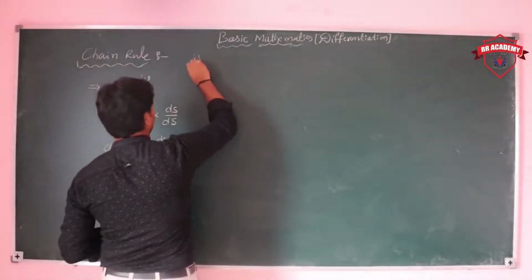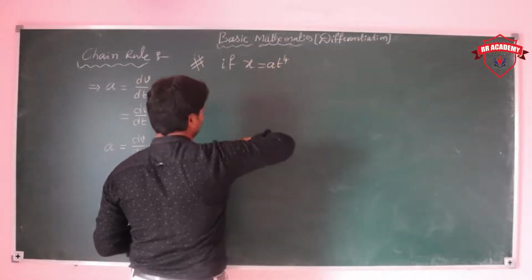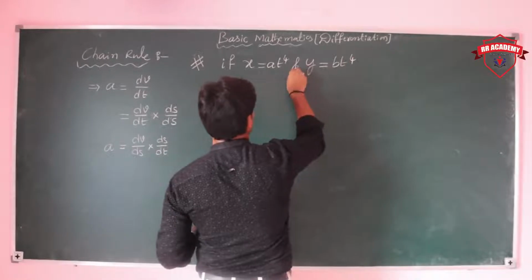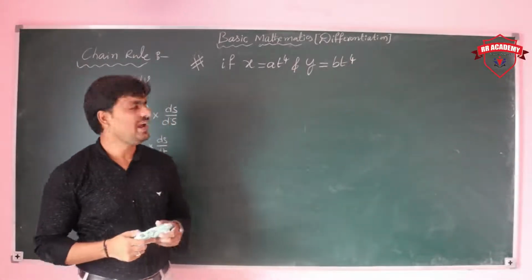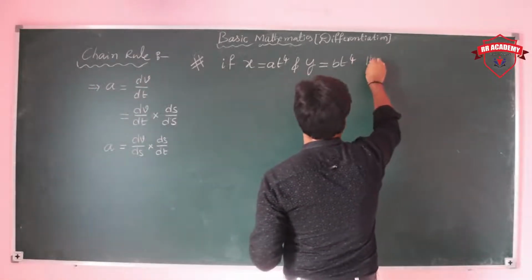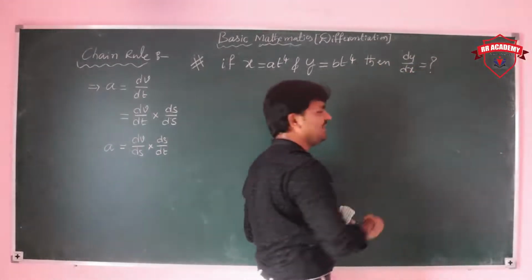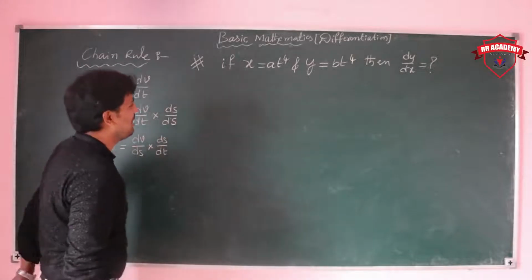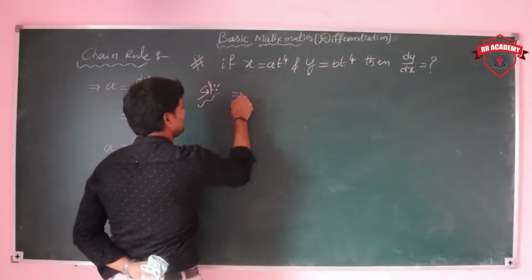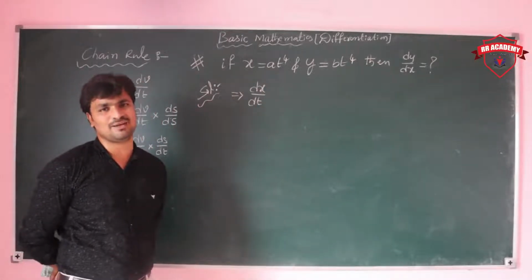See here, the question is: if x is equal to a t power 4 and y is equal to b t power 4, then what is the value of dy upon dx? First, I am taking the differentiation of x with respect to time.